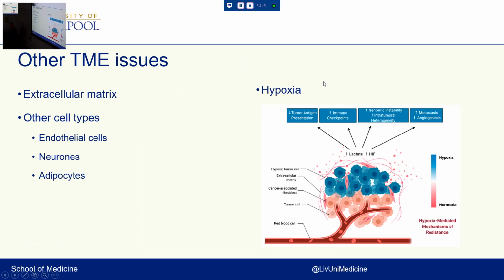What about other aspects of the tumour microenvironment? Well, I've talked briefly about the extracellular matrix. It's very important. There are growth factors in the tumour microenvironment, but in fact, components of the tumour microenvironment itself are very important in allowing the progression of these tumours, as are other cell types, which we don't really have time to go into. Endothelial cells from the neoangiogenesis of these tumours, neurons and adipocytes.